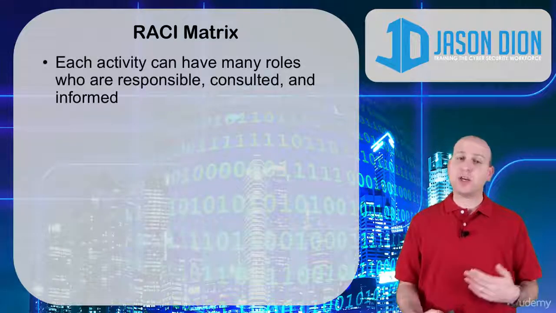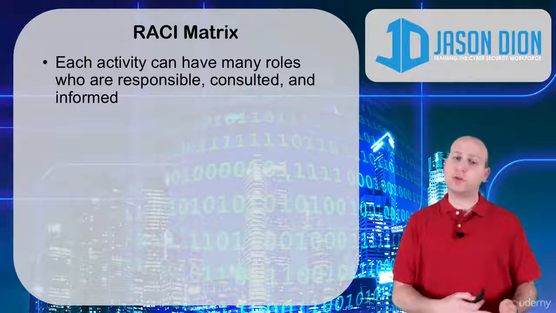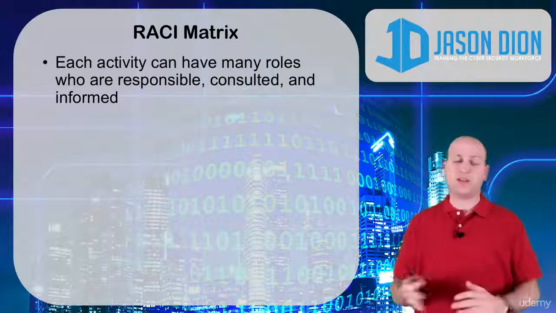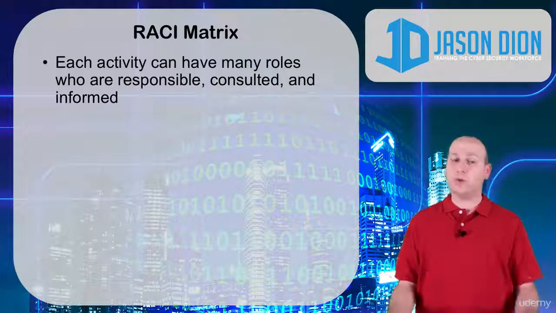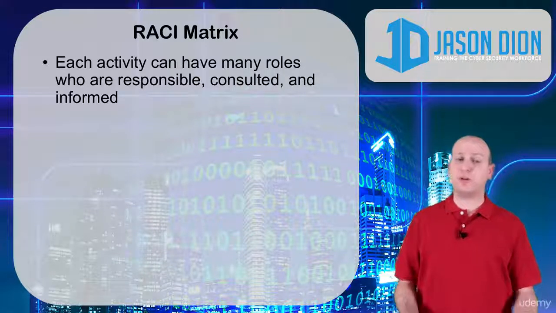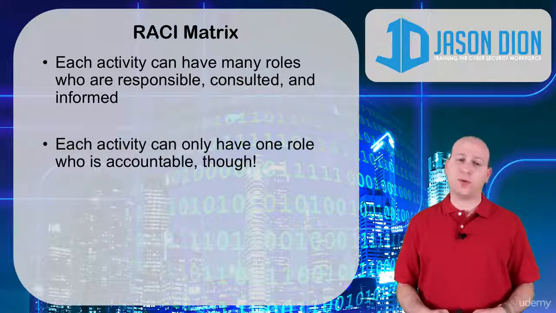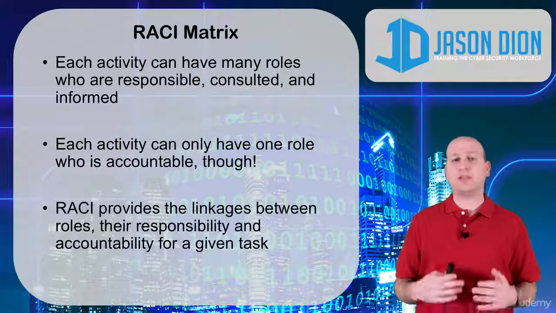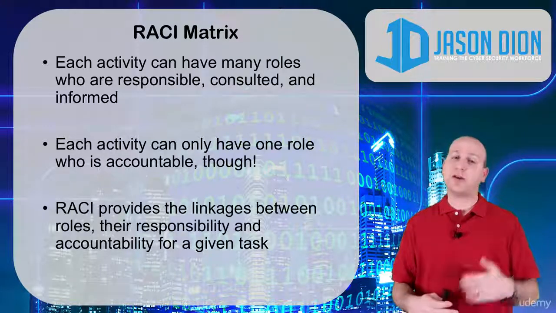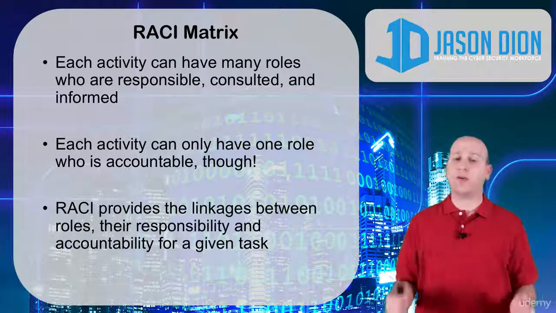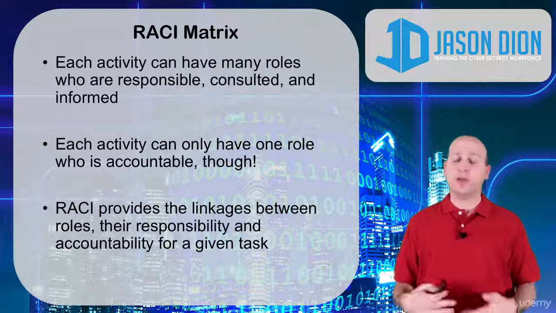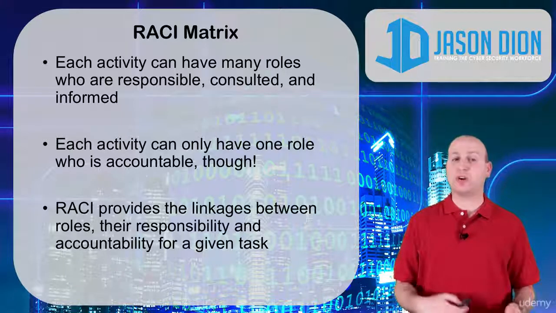Now, each activity can have many roles who are responsible, consulted, or informed. As you saw, I had that C/I or that R/I. The service analyst was able to do both the responsibility and the information. Now each activity can have only one role who is accountable though. And the RACI is going to provide the linkages between those roles and responsibilities and accountability, and we can track that using that RACI matrix. It's very helpful in figuring out how this organizational structure is working and if it's efficient.